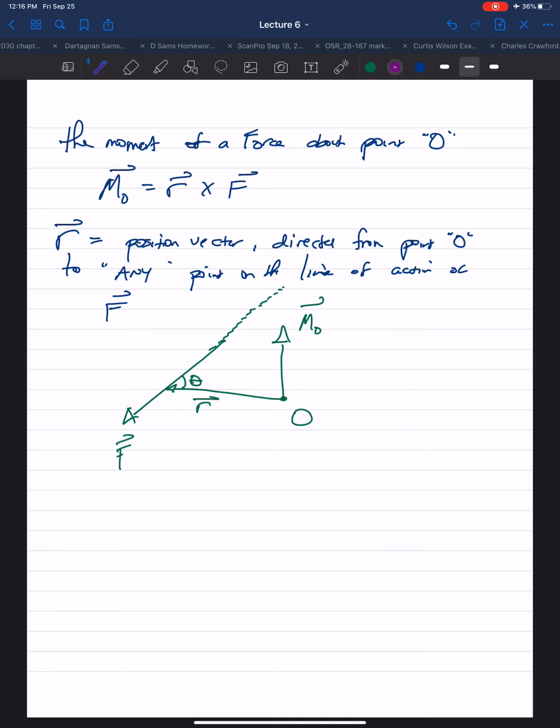And we said previously that the magnitude of a cross product will then be R, magnitude of the position vector, times the magnitude of force, times sine theta, the angle between their tails. Well, these angles are the same. The angle between the tail of R and F is theta.